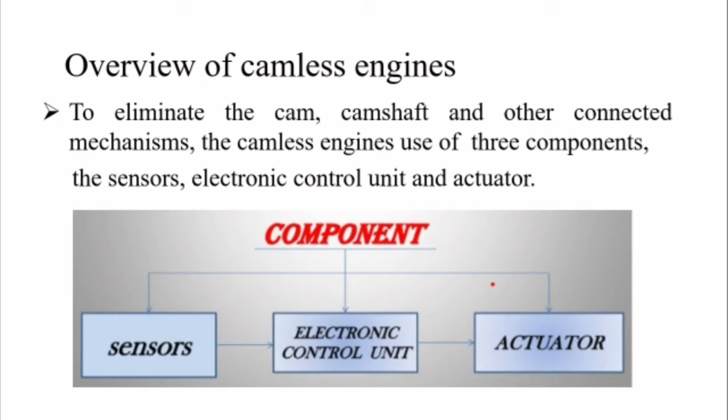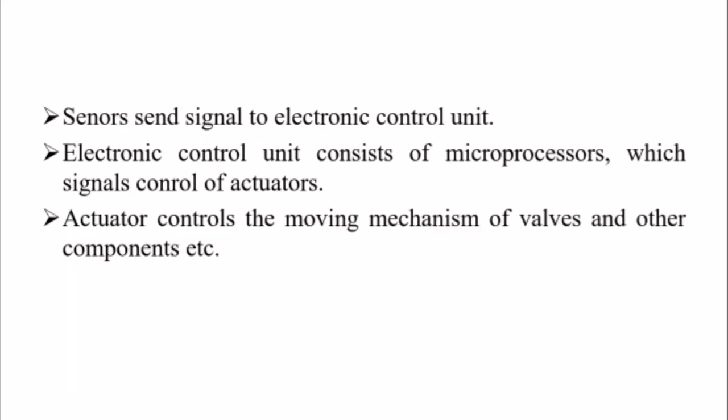Then coming to the overview of the camless engines, first of all, what does a camless engine do? The camless engines eliminate the cams, camshafts, and other connected mechanisms. The camless engines use three components mainly. They are the sensors, electronic control units, and actuators. Those you can see in the block diagram. Moving to the next slide, what do these sensors, electronic control units, and actuators do?